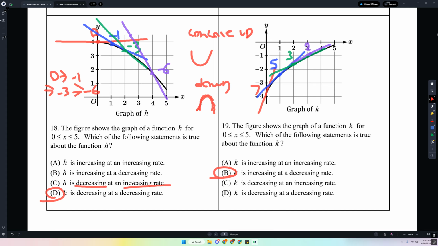So what could you describe that as our rate? Is our rate increasing or decreasing? It's a decreasing rate. So now we know it's not A or C. And then we see our function is decreasing. So we know it's D.